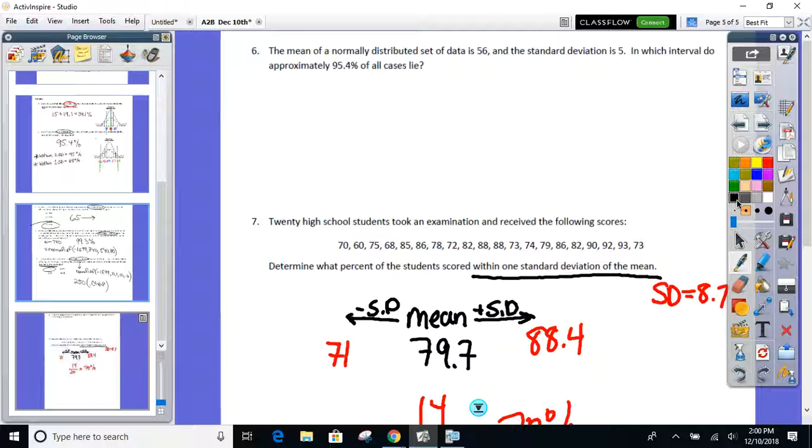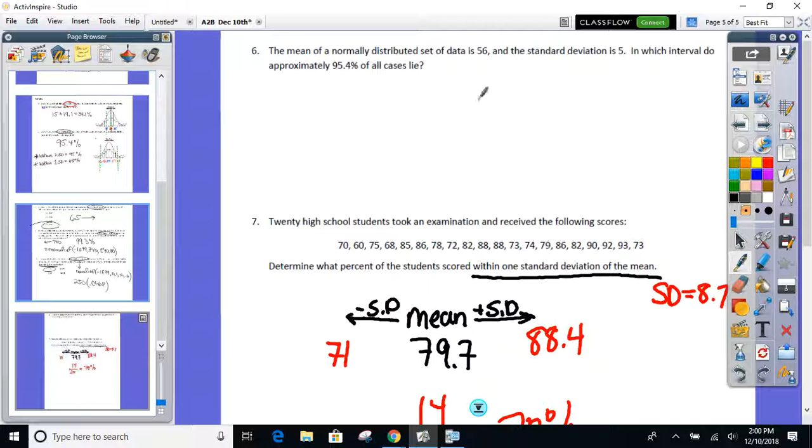Okay. Flipping it on you now. I'll give you the mean is 56, standard deviation's 5. Now, I want the interval. I usually give you the interval and you give me the percent back, but I want the interval now where 95.4% are. Timeout. Don't go to your calcs. Where have we seen that number? I told you it was going to come up, 95.4. That's within 2 standard deviations, correct.